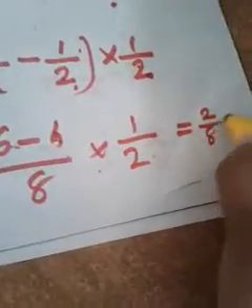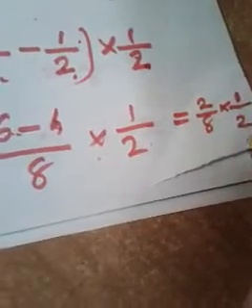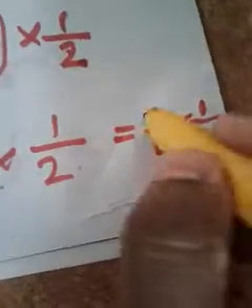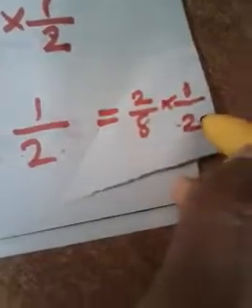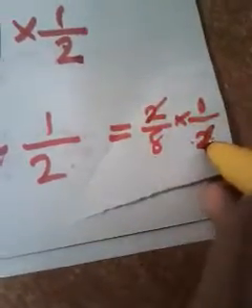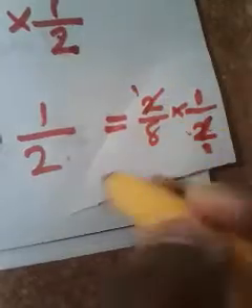So 2 by 8 into 1 by 2. Can you cancel this 2 and this 2? Yes, of course, because it is multiplication. Cross cancellation is possible. Here both 2 will get cancelled because 2 is a common factor. Here 1 will come. So what is the answer?